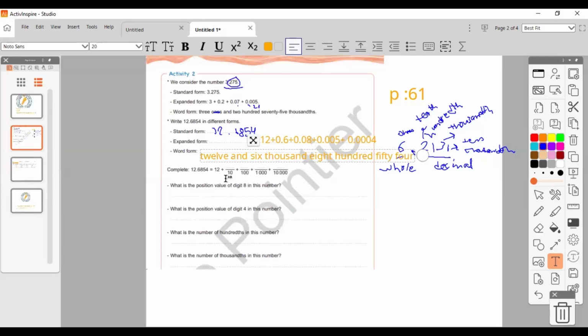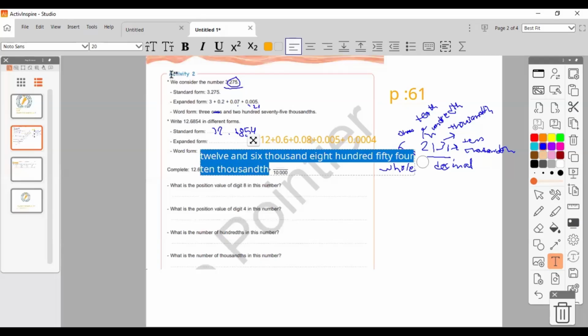And when we finish, we should write the place value of the last digit here. What is the place value of the last digit? It's 10 thousandths. So this is concerning how we write this number in the word form. Don't forget to write the place value of the last digit.